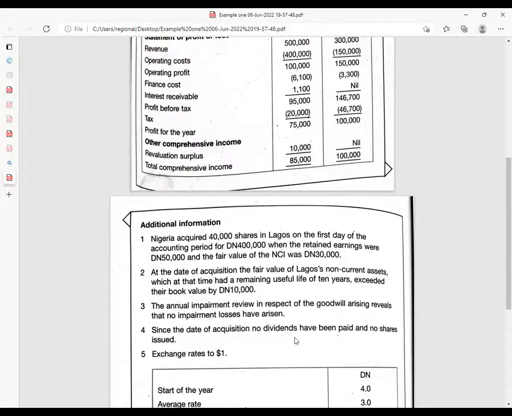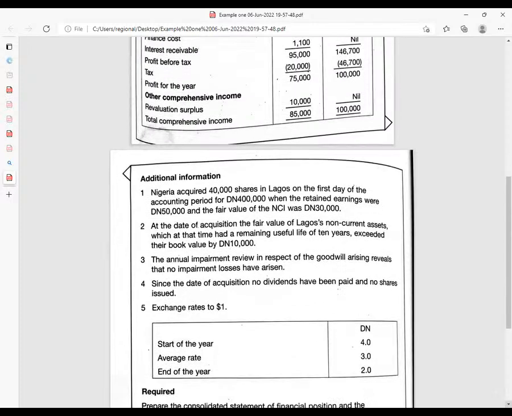The annual impairment review in respect of the goodwill arising reveals that no impairment losses have arisen. Four, since the date of acquisition, no dividends have been paid and no shares issued. We can see the exchange rates to dollars. We have the start of the year, the average rate for the income statement items, and then the end of the year rate for the balance sheet items, assets and liabilities.